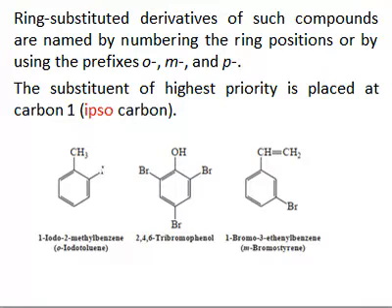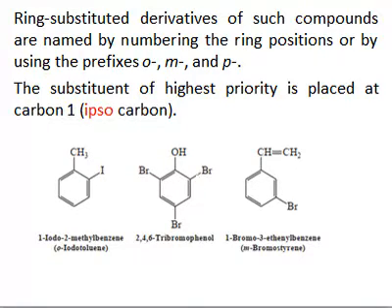So they have an ortho relationship because they are at carbon 1 and carbon 2. This carbon that has iodine is the ipso carbon and it will be numbered 1. Here we have 3 bromines and 1 hydroxyl. The hydroxyl has a higher preference, so the carbon to which hydroxyl is attached will be numbered 1. So this is the ipso carbon, and you can see the relationships.